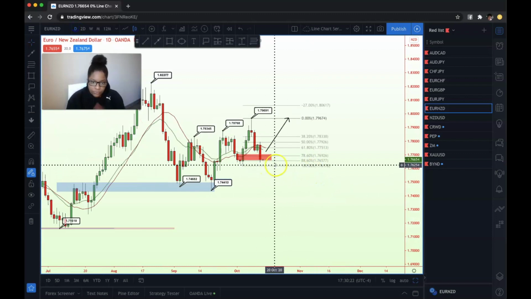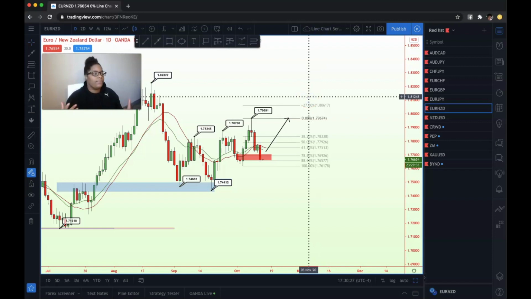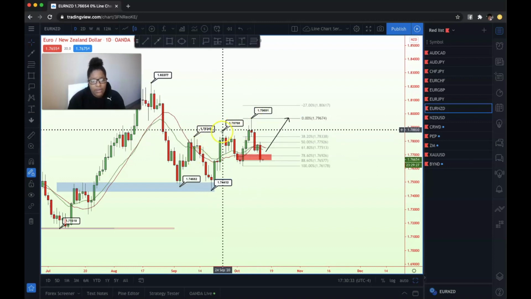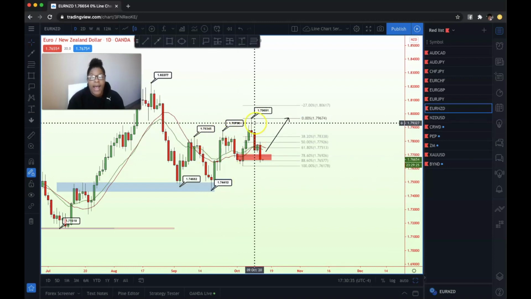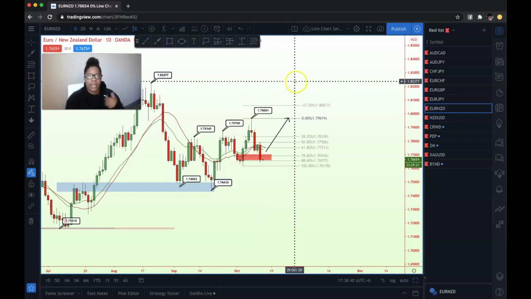Euro New Zealand. I was talking with a student about this. Me and him were conflicted on this one because we could see both sides. And I was telling him, if you really look at it right now, just in this area here, price is making a higher high, higher low, higher high. Euro New Zealand is a very bullish candle if you go to the monthly time frame and you zoom out.